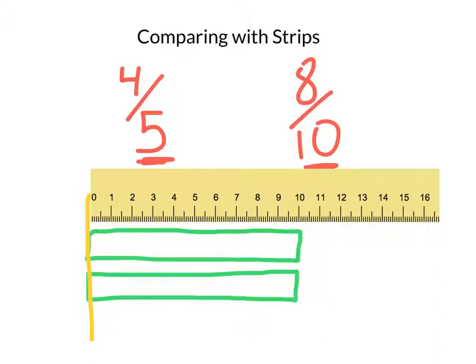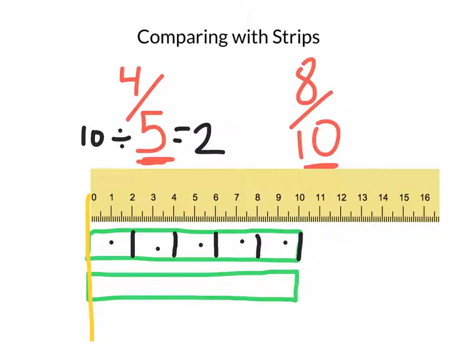Excellent. Now, since I have 10 centimeter strips, I have to ask myself, 10 divided by my denominator 5 equals what? 10 divided by 5 is 2. So I'm going to make a line every 2 centimeters. 2, 4, 6, 8, and then 10 is at the end. So now I have 1, 2, 3, 4, 5. I've divided into 5. Excellent.